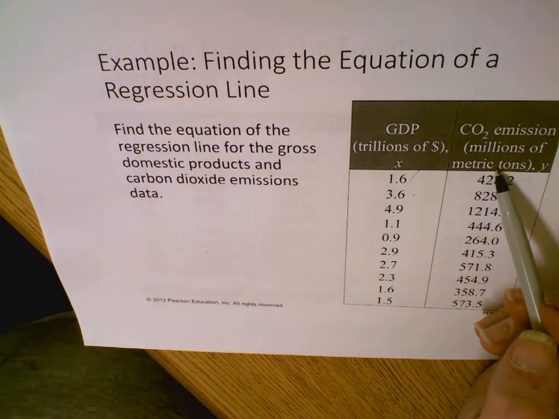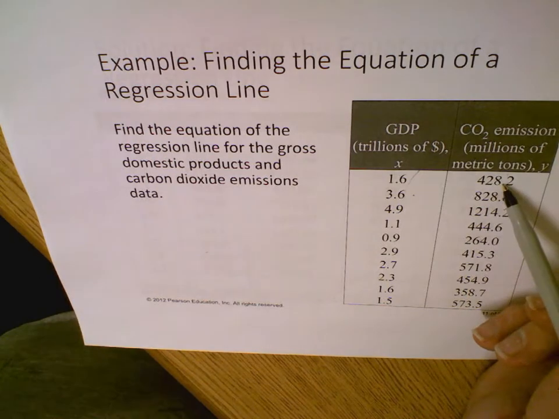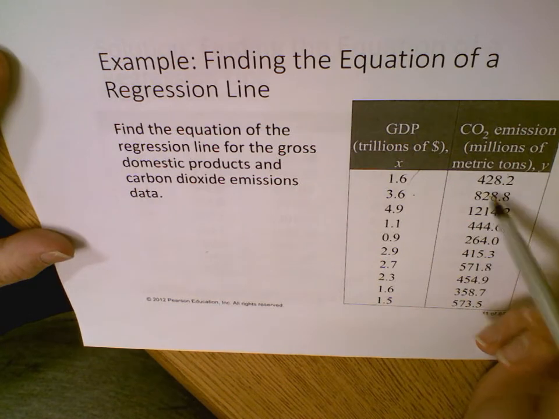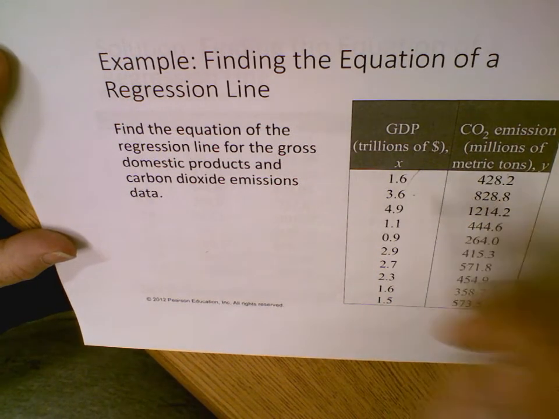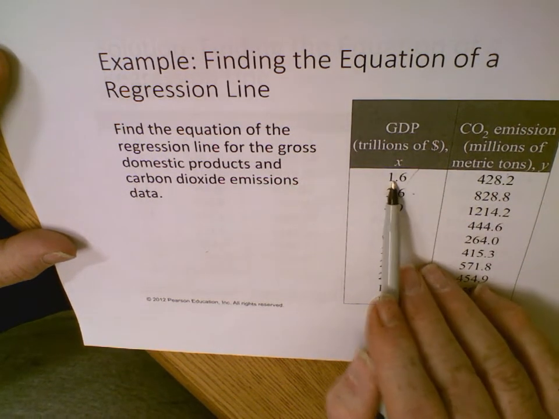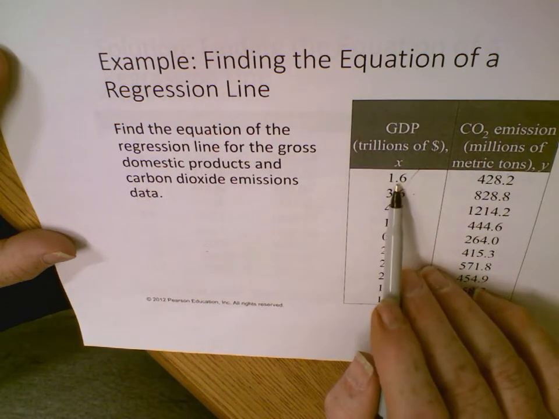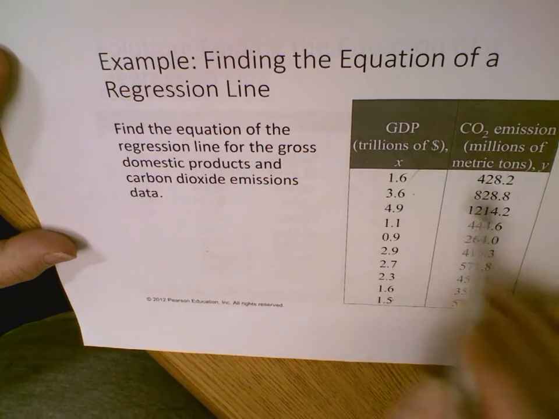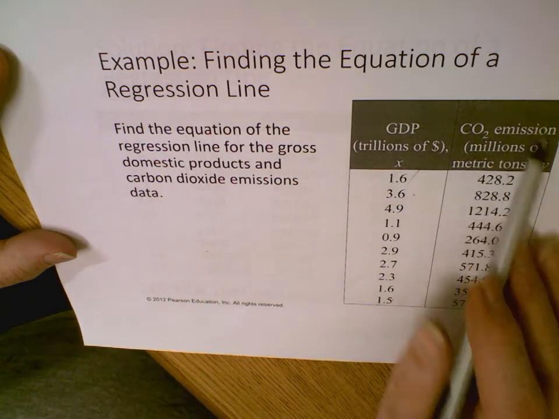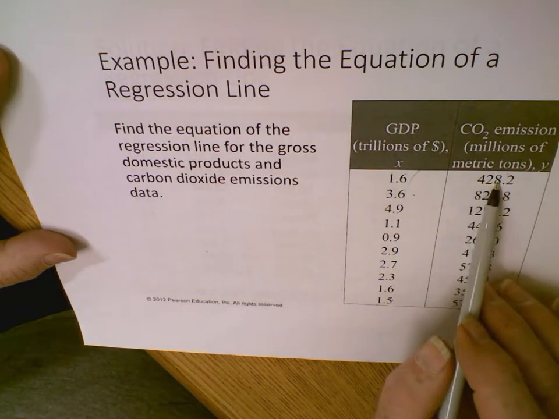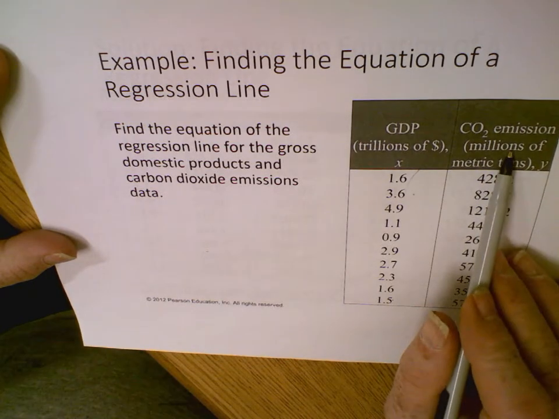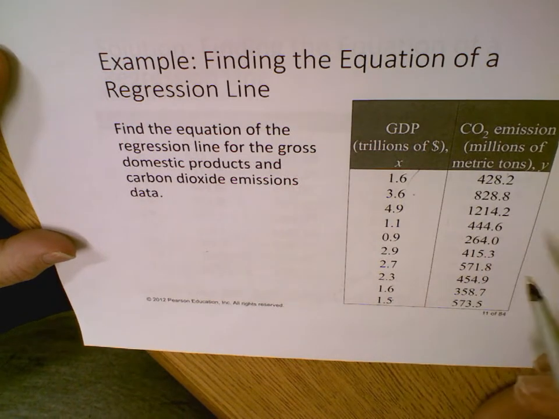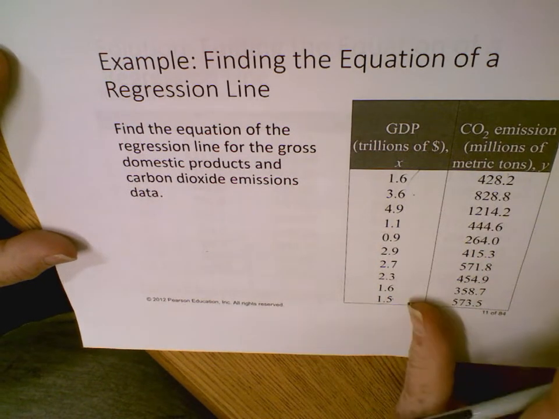necessarily pollution, but that's sort of what it's talking about here, how much pollution they're putting into the air. So if we look at this, you got this country or this city or whatever it happens to be, has a GDP of $1.6 trillion, and their CO2 emission is 428.2 million metric tons. And all we're doing is matching those up.